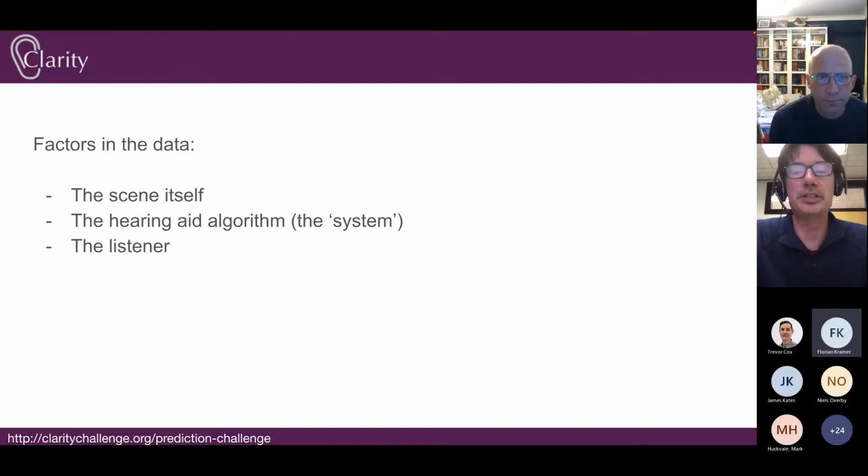In the data set, there are various factors. There's the scene itself, which is the room and the speech signal and the noise environment and everything describing the signal which actually went into the hearing aid. There's the hearing aid algorithm, which in the slides that follow is simply called the system. And then there is the listener.